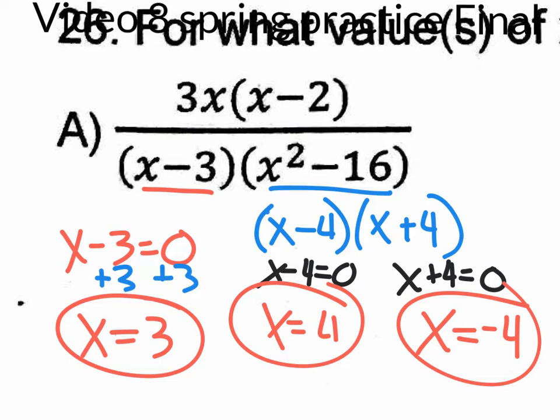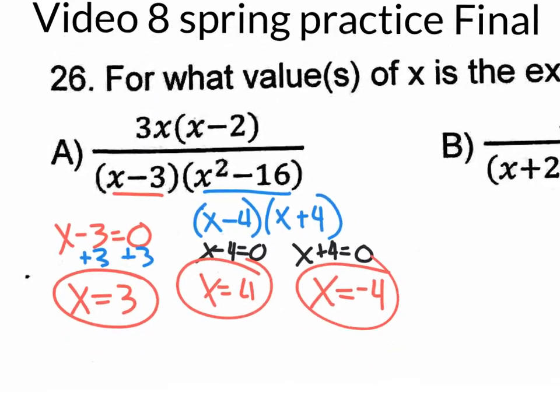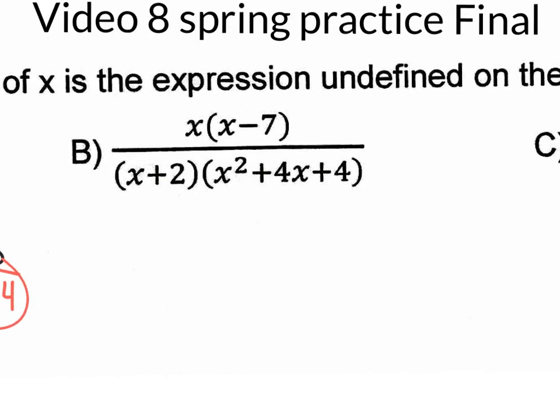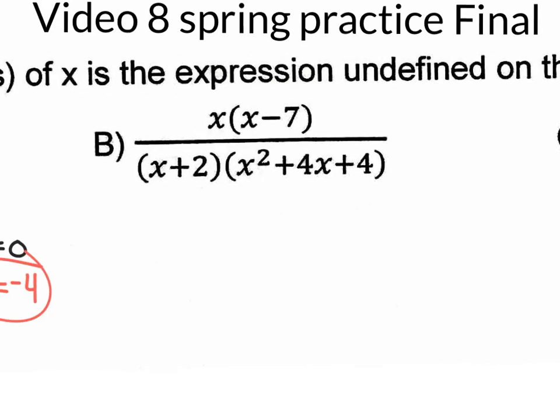Okay, so when they say what values make it undefined, 3 will mess it up, 4 will mess it up, or even negative 4 will mess it up. I mean, look at it. If you plug in negative 4 right here, negative 4 squared is positive 16. Minus 16, it'll make it 0. Makes the whole thing undefined. You guys cool with that? Should we see another example or just move on? Move on? You sure?